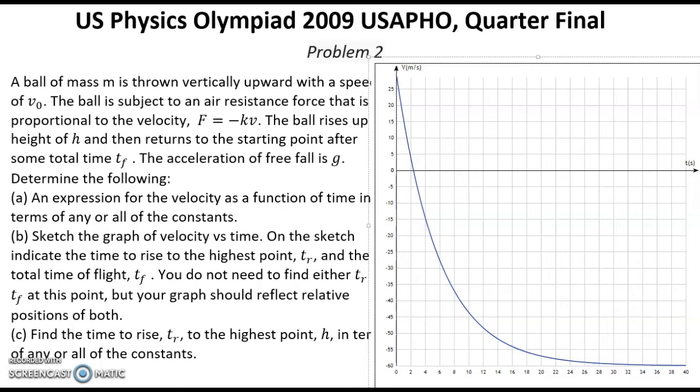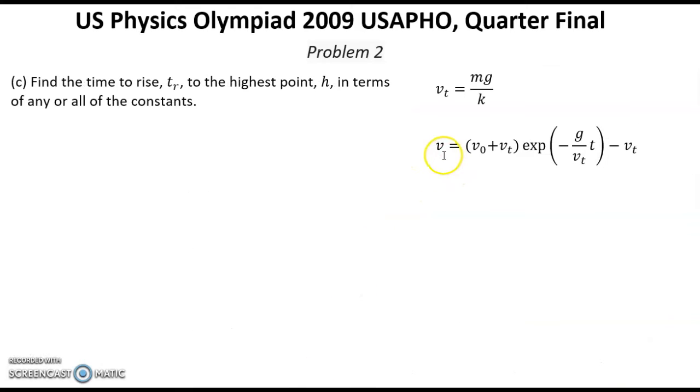And the last question: find the time to rise to the highest point h in terms of any or all constants. Let's do this. We have to solve this equation when v equals 0. If we put v equals 0 here, we get an answer like this: tr equals v terminal over g multiplied by the logarithm of 1 plus v0 over v terminal.